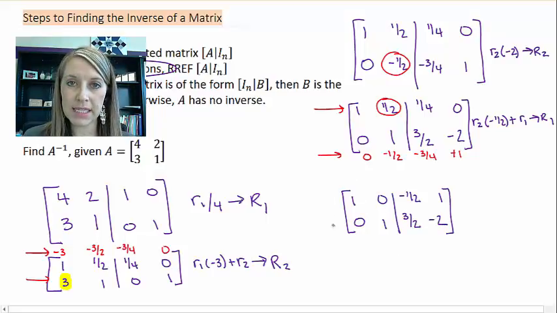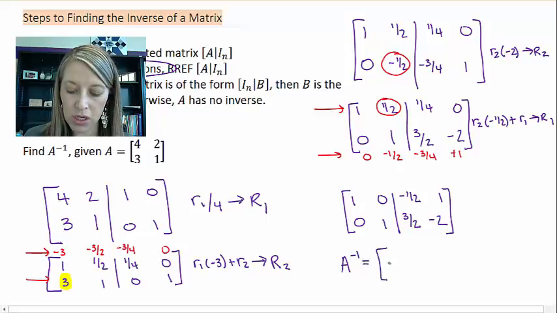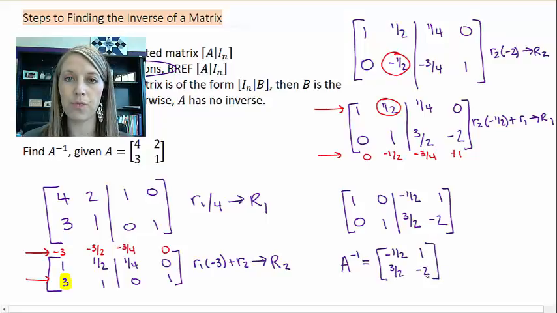So I have my identity matrix over here on the left, which means whatever I came up with over here on the right is my inverse matrix. So my inverse matrix, if I've done all my math correctly, is negative 1/2, 1, 3/4, and negative 2.